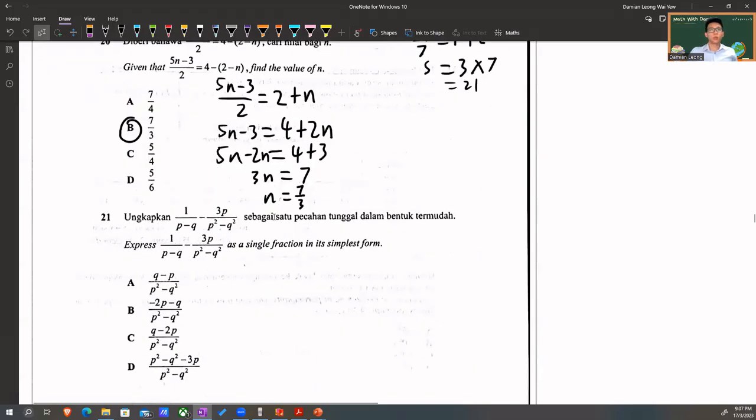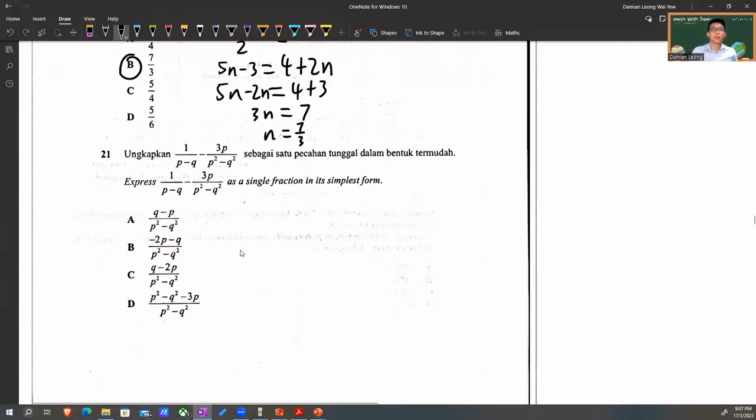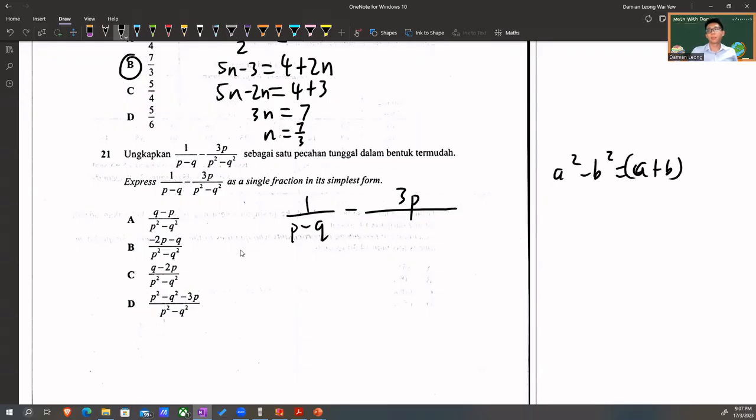Okay. Then question 21. Express this as a single fraction in its simplest form. So I need to combine this into one fraction. So if I factorize this, it is using the formula a squared minus b squared equals (a plus b)(a minus b). You have to remember this formula. So this becomes (p plus q)(p minus q).